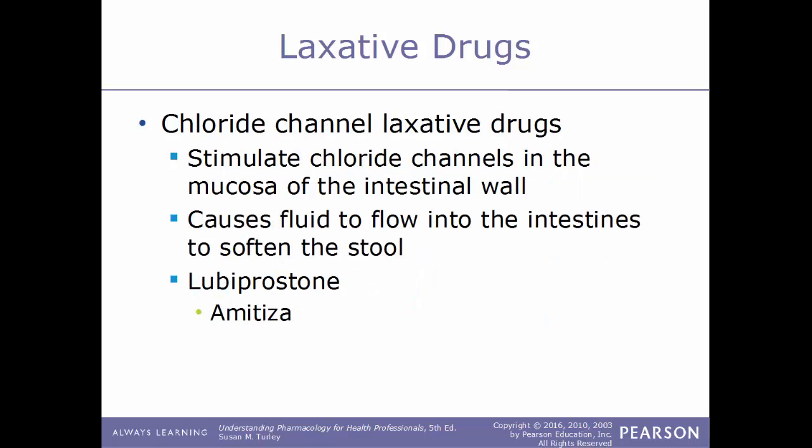Another kind of laxative drugs, chloride channel laxatives. These will help stimulate chloride channels in the mucosa of the intestinal wall. And by stimulating these channels, this causes fluid to flow into the intestine to help soften the stool. An example of this kind of drug would be lubiprostone, and this is sold under the trade name of Amitiza.